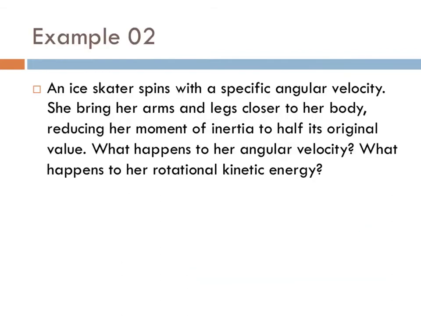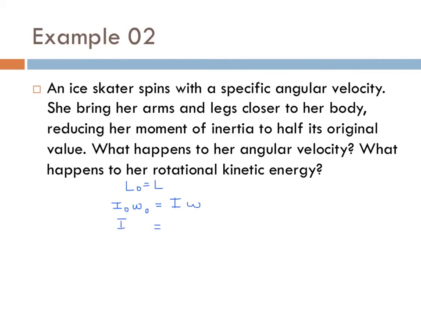In this example, we have an ice skater that spins with a specific angular velocity. She brings in her arms and legs closer to her body, reducing her moment of inertia to half its original value. What happens to her angular velocity? What happens to her rotational kinetic energy? So, if we look at her angular momentum, it has to be the same as it was in the beginning. Again, we don't have any net external torques happening here. There's nobody coming in and spinning her to get faster or slowing her down. So we have I naught times omega naught is equal to I omega.